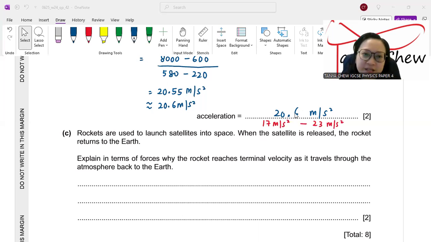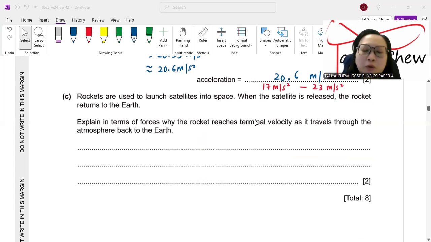Now let us look at part C. Rockets are used to launch satellites into space. When the satellite is released, the rocket returns to the Earth. Explain in terms of forces why the rocket reaches terminal velocity as it travels through the atmosphere back to the Earth. Now, before I answer this question, I would like to do a little bit of recaps on terminal velocity.